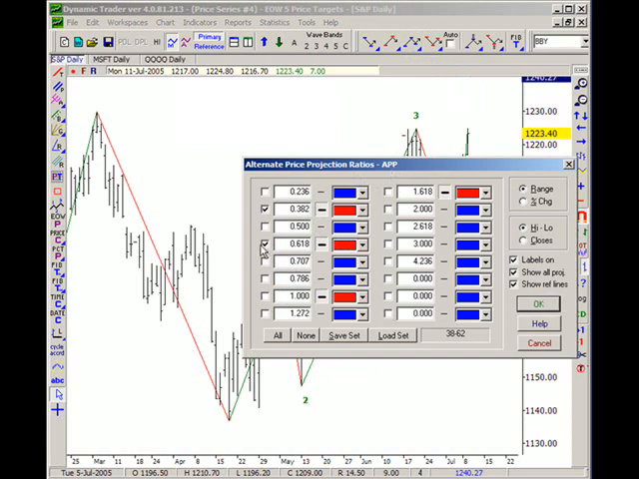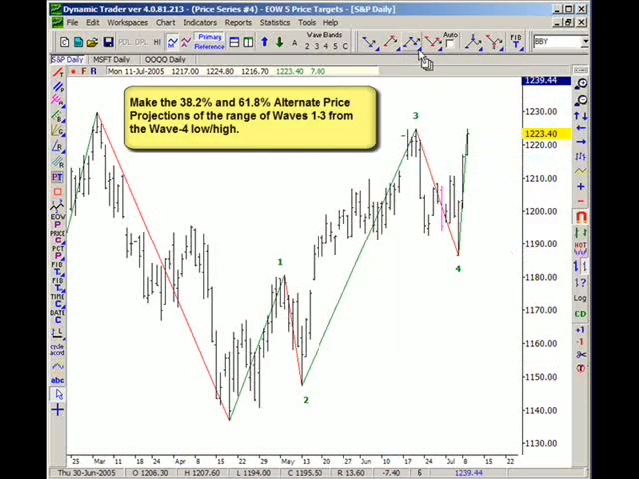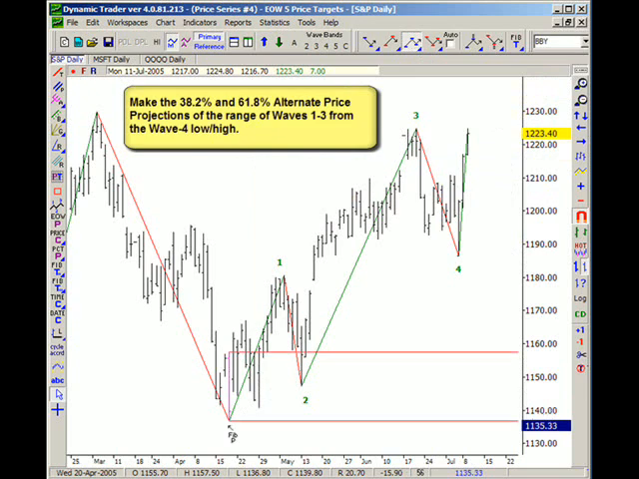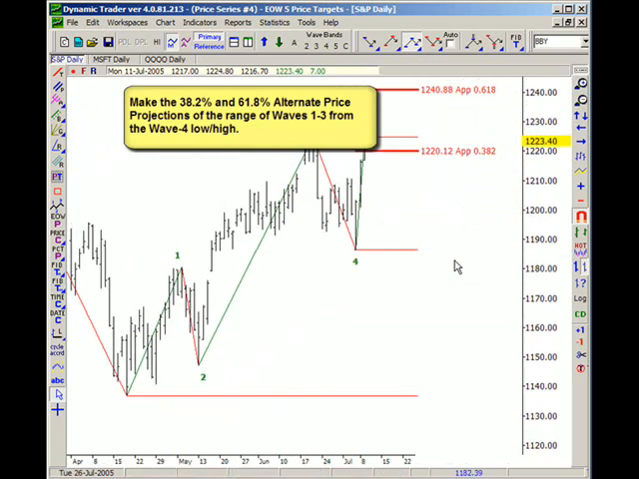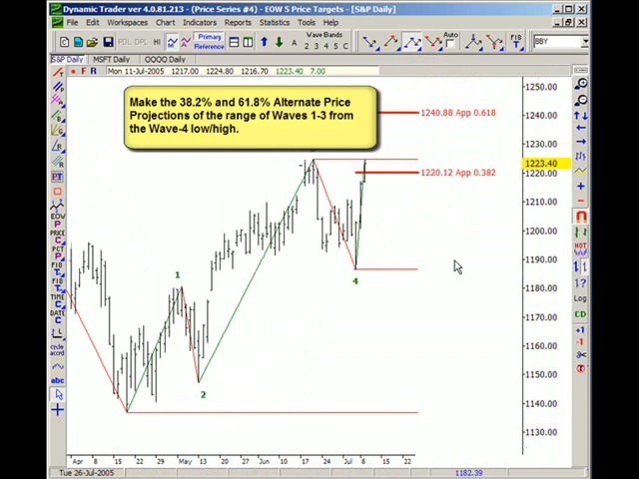Now I've got the 38 and the 62 checked off. So we're going to measure the range from the beginning of wave 1 to the end of wave 3, and we're going to make the 38 and 62% projection from, in this case, the wave 4 low. So this is the 38% alternate price projection of the range of waves 1 through 3, and that's the 62% projection of the range of 1 through 3. Those are projected from the end of wave 4.